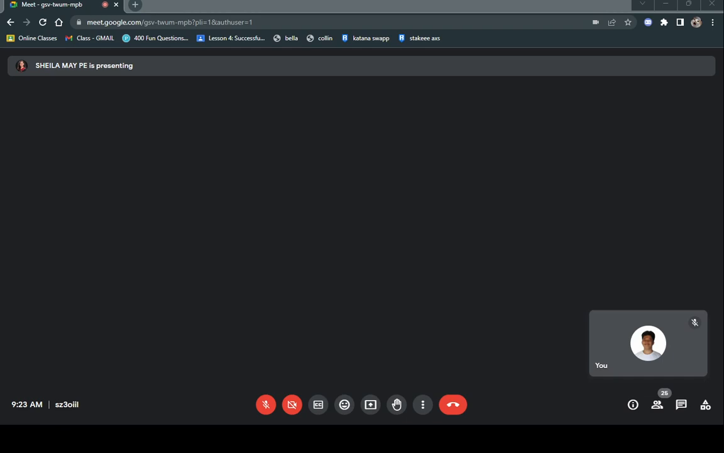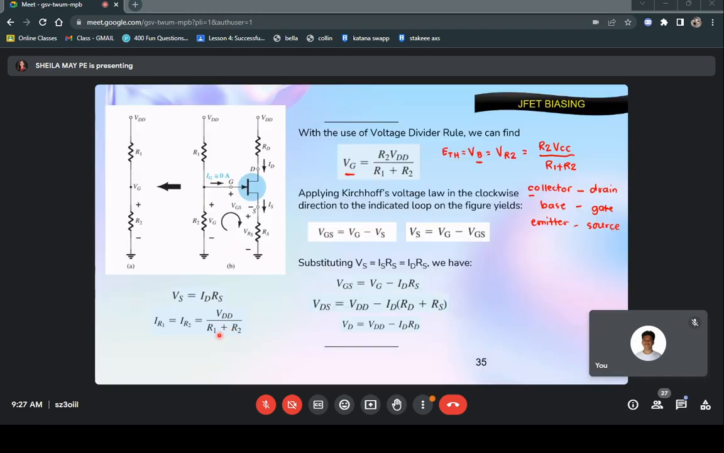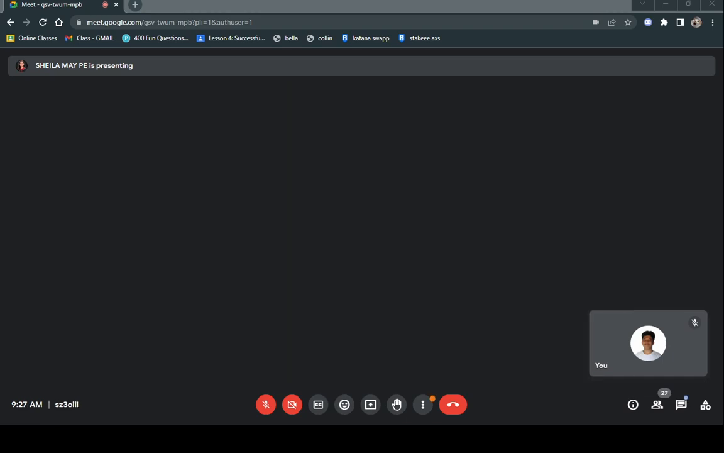For the VDS, still the same formula as our self-bias, and also for our VD. Now, for voltage divider bias, we have current IR1 and current IR2. And in here, the current for resistor 1 and resistor 2 is equal and it has a formula of V over R. Unsa man nga V ang niagi sa ilaha, VDD. Unsa man nga R, R1 and R2. So it's just that simple.